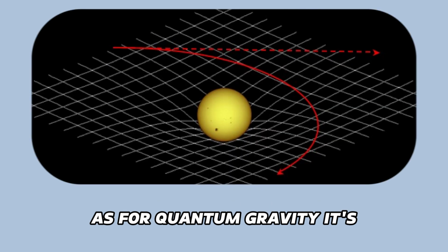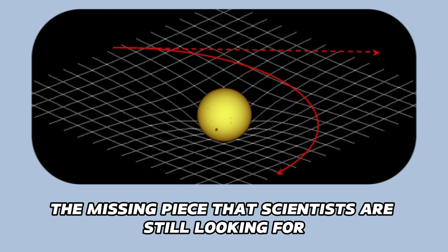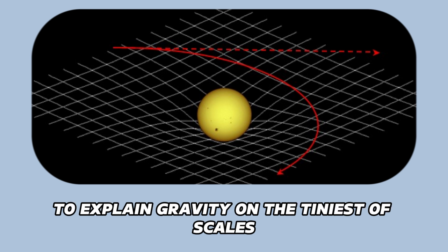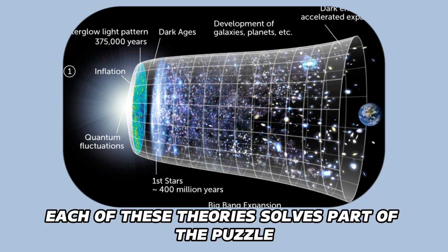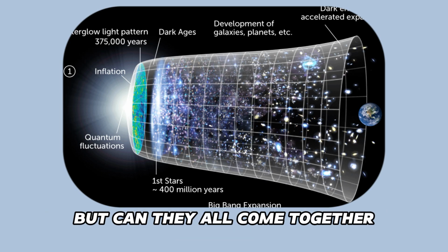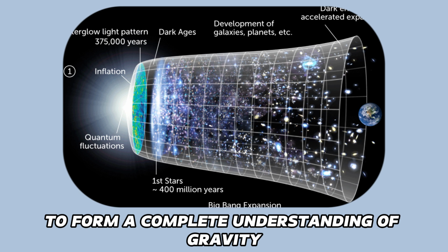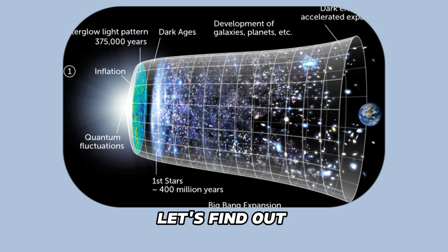As for quantum gravity, it's the missing piece that scientists are still looking for to explain gravity on the tiniest of scales. Each of these theories solves part of the puzzle, but can they all come together to form a complete understanding of gravity? Let's find out.